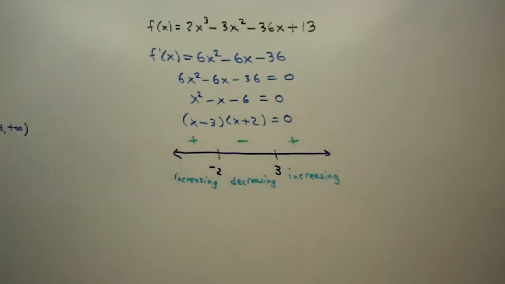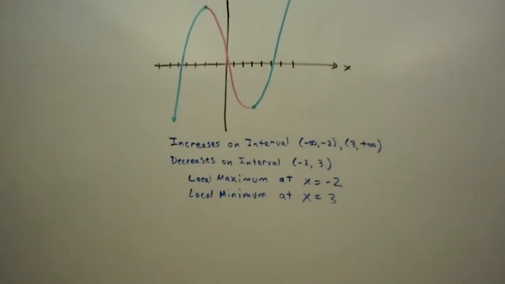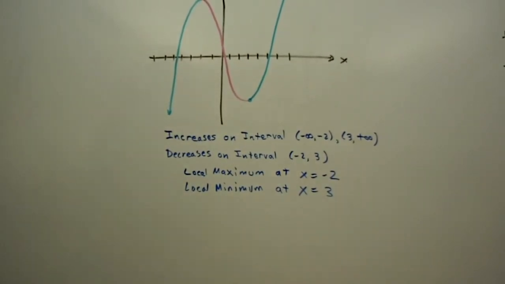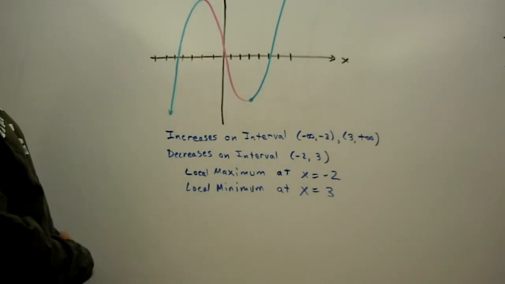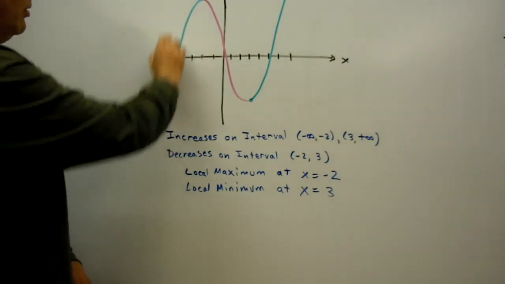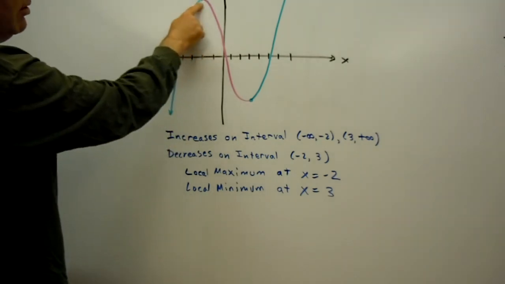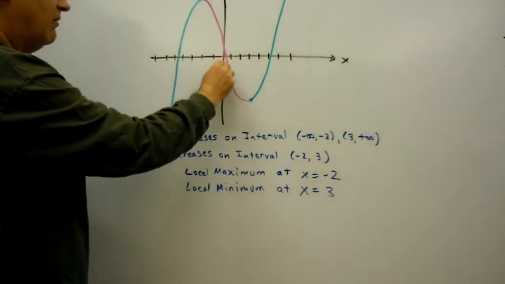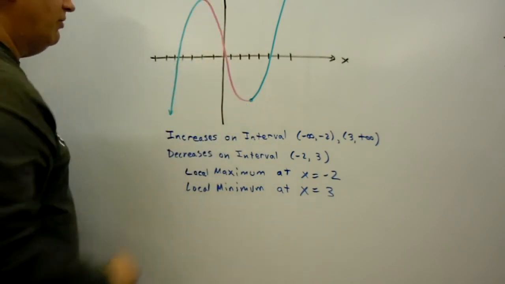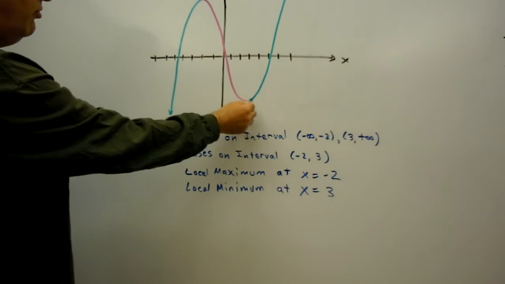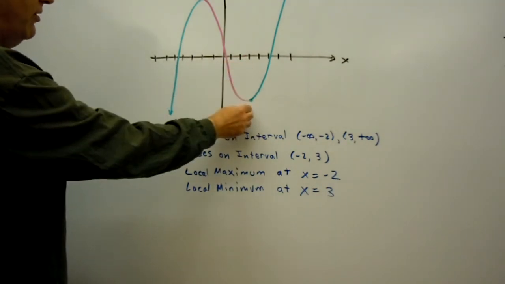So what does that actually mean for us graphically? If we look at the graph of the function, this is what the function approximately looks like. It's increasing on the interval from negative infinity to negative 2, increasing everywhere there. It achieves a local maximum at x equal to negative 2. It's decreasing on the interval from negative 2 to positive 3, and then again increasing on the interval from 3 to positive infinity, achieving a local minimum at x equal to 3.